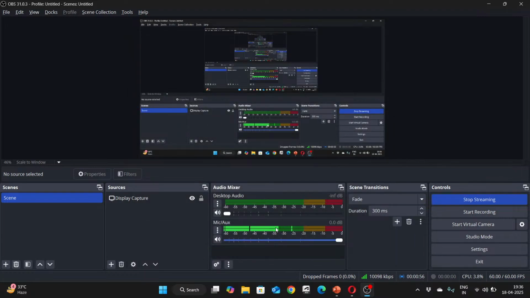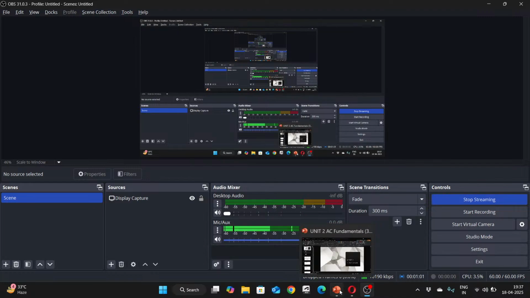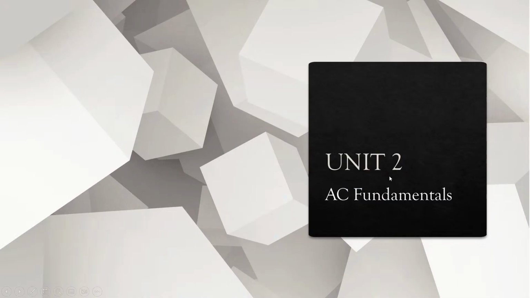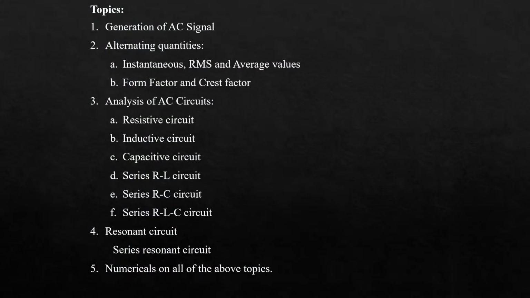Hello guys, so we are going to be talking about AC Unit 2, AC fundamentals. So let's start. Unit 2 AC fundamentals topics are generation of AC signal, alternating quantities, instantaneous, RMS and average values, form factor and crest factor, analysis of AC circuits, resistive circuits, inductive circuit, capacitive circuit, series RL circuit, series RC circuit, series RLC circuit, resonant circuit, series resonant circuit, numericals on all of the topics.